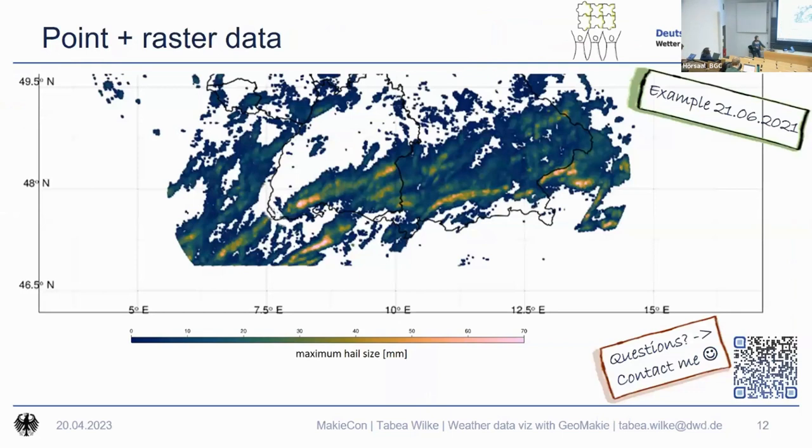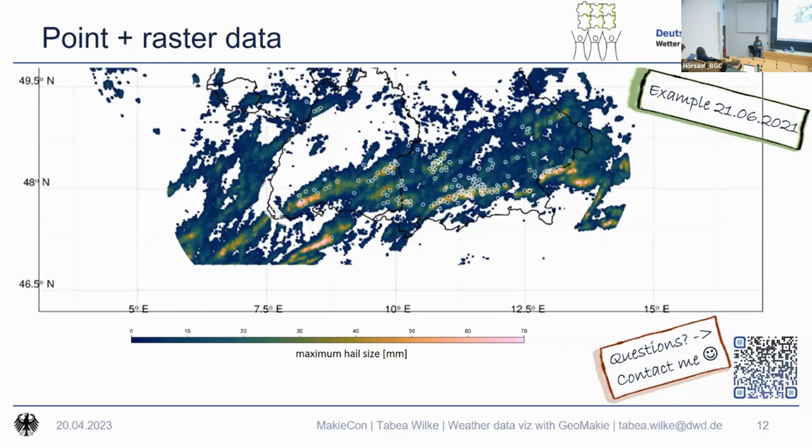And last but not least, you can do it all together. So you can have some raster data like this one. It's an example from the 21st of June 2021, and the maximum size of hail. You can see there are some tracks of hail, and now we can combine it with point data, so from the crowdsourcing data, and you can see the dots have also the same color. And if they are completely the same, that would be perfect for my algorithm.